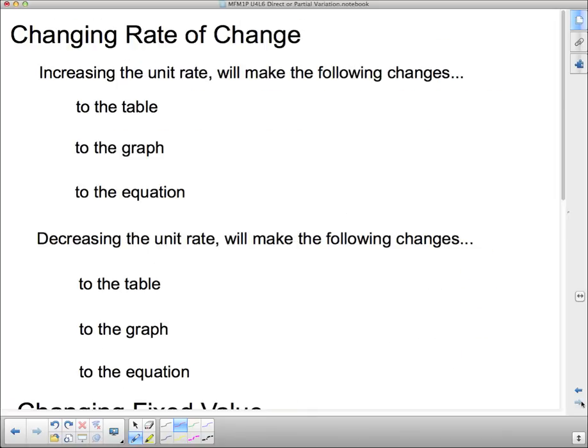So let's look at our comparisons here. Increasing the unit rate, and unit rate we're also calling the rate of change, the ROC. What will it do on the table? Well, the first differences are farther apart. The first differences are further apart.